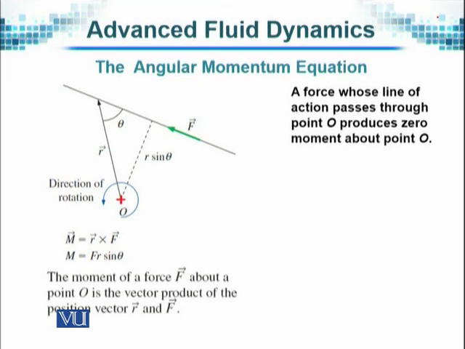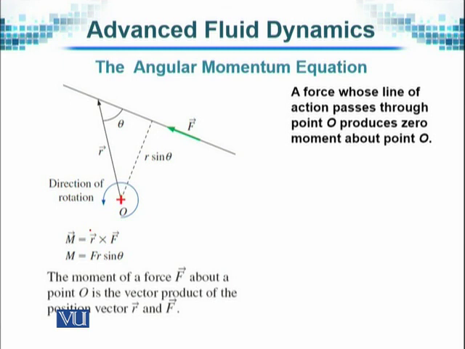A force whose line of action passes through a point O produces a zero moment about the point O. The direction of rotation, r cross F, the angular momentum vector, will be given by r, the radius, times the force, cross F, and its direction will be obtained by considering the right hand thumb rule that we discussed when we considered the vector product and so on.